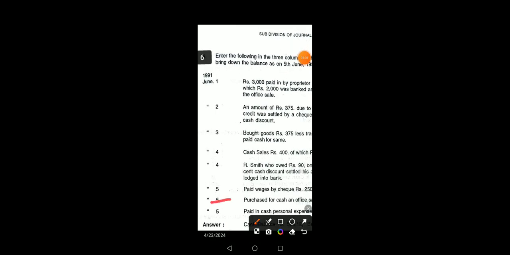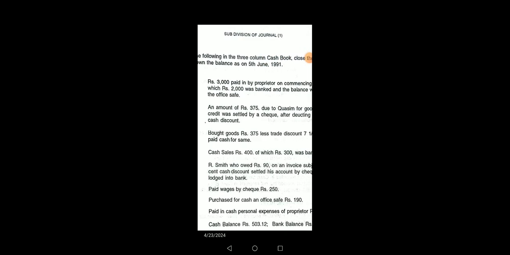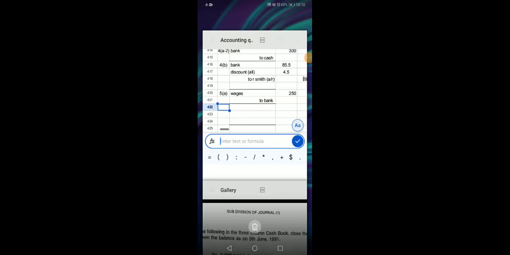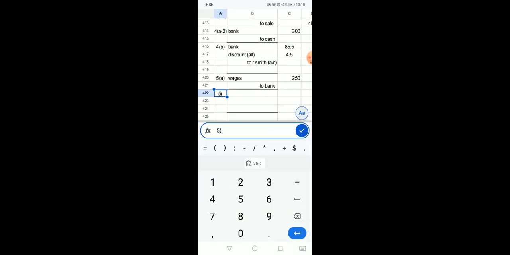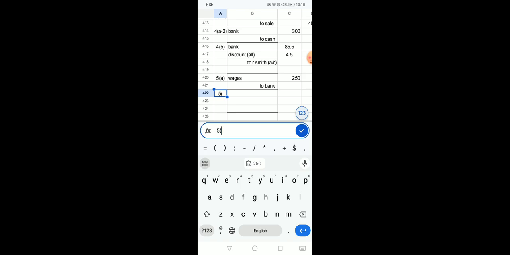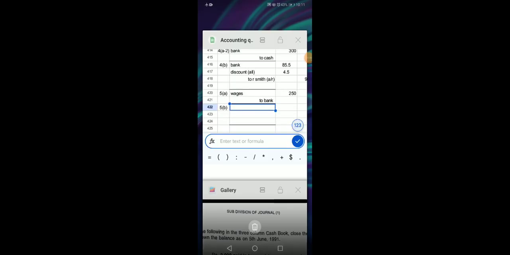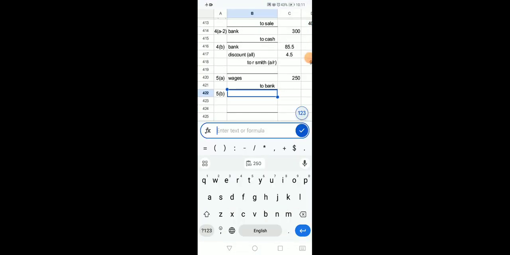Purchased office safe for rupees 190. You are buying office safe, office almirah. You can say that you are buying some sort of furniture. It's 5B. At first step, the date should be mentioned, which is 5B. So you are buying a sort of furniture, office almirah, office table, whatever the criteria. You may write the name office safe, or you may write furniture. Both are correct.